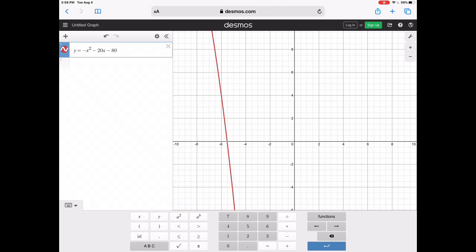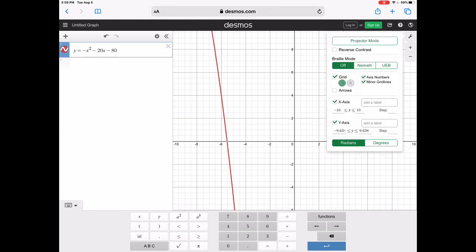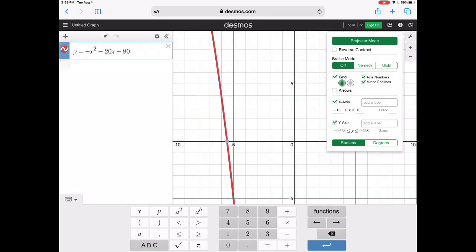To make adjustments, I'm going to click the wrench in the top right-hand corner. A drop-down menu appears, and then I'm going to go ahead and pick Projector Mode before I worry about the window. The Projector Mode just makes things a little bit darker and easier to read.